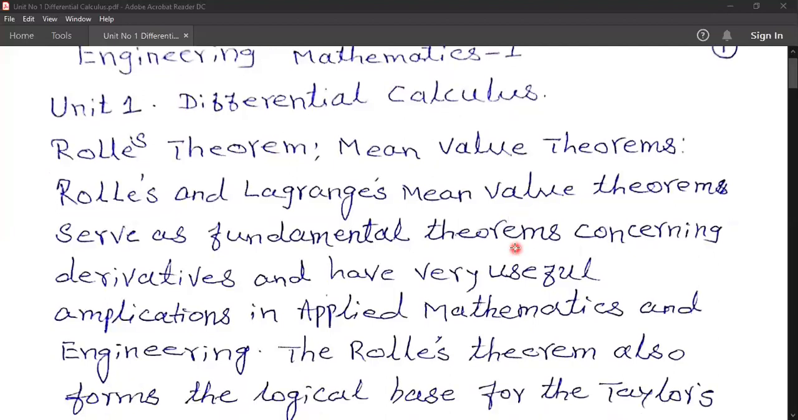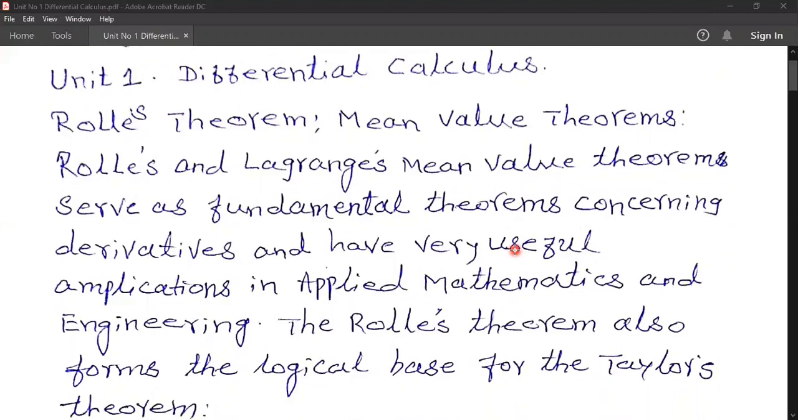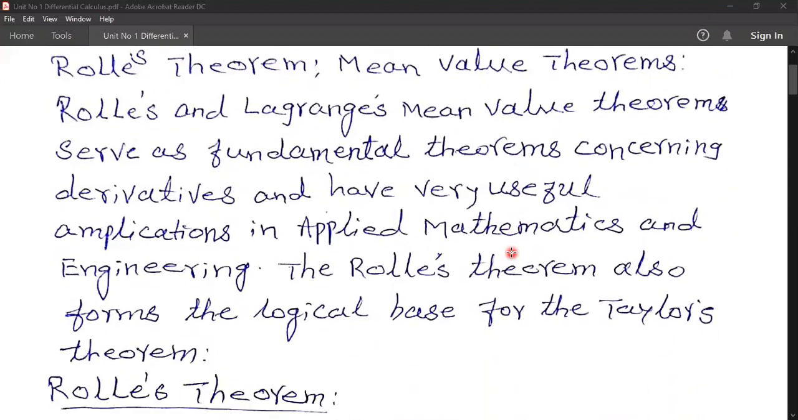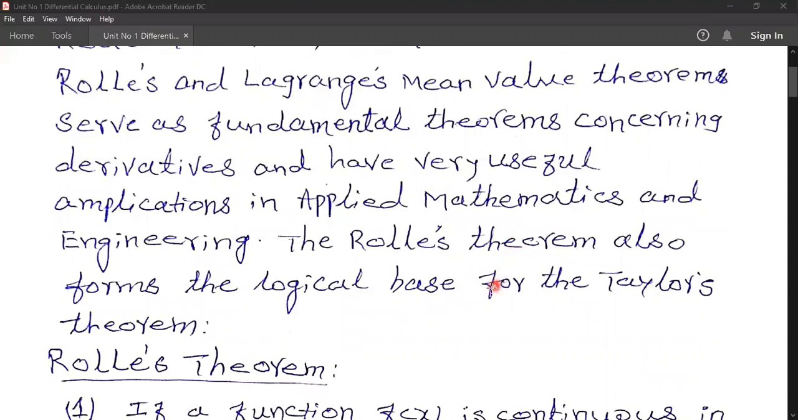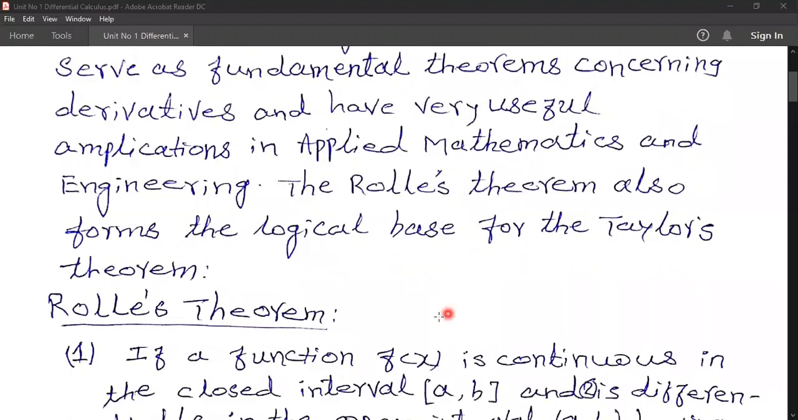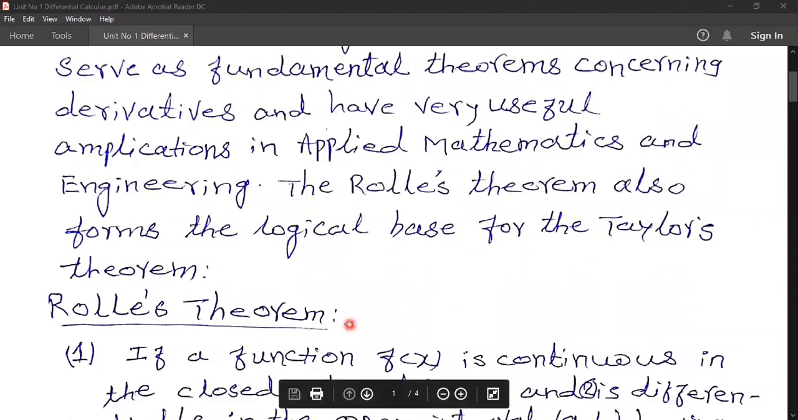Rolle's theorem also forms the logical base for the Taylor series expansion, which we are going to study after this part. Rolle's theorem also forms the logical base for Taylor's theorem. So we'll just see what Rolle's theorem is.